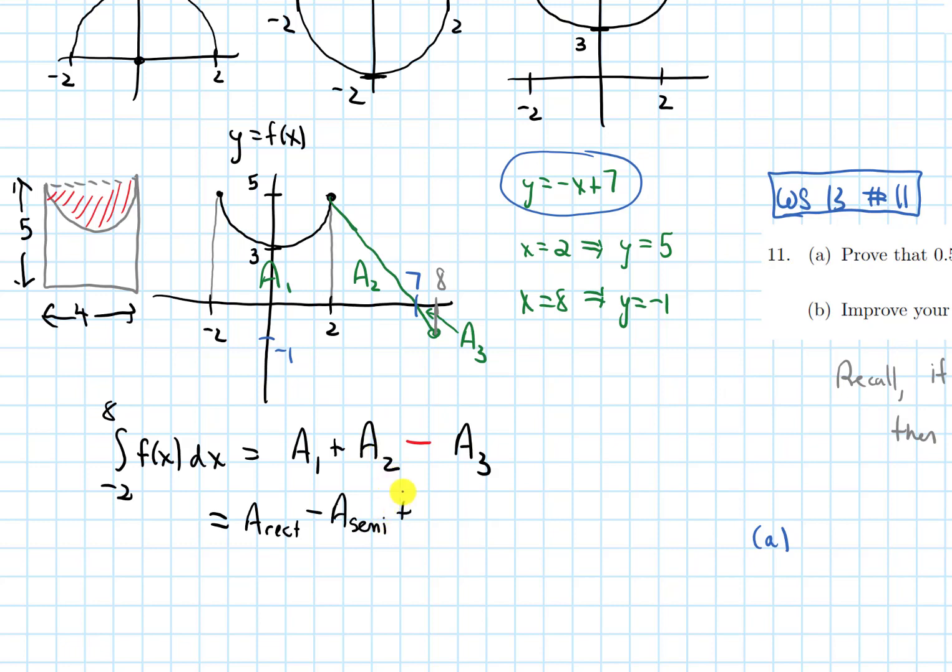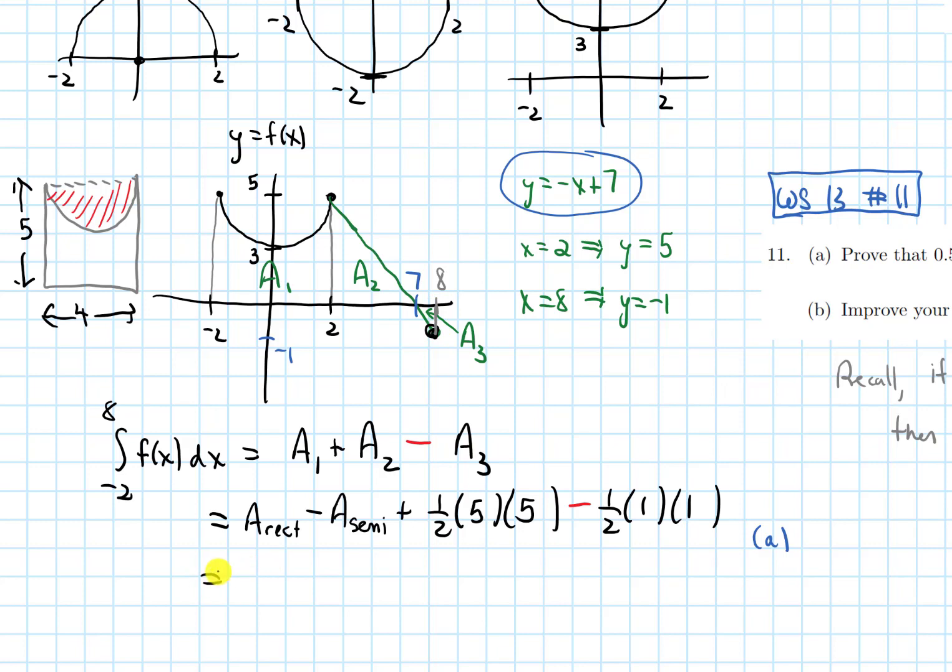And then for area 2, that's a triangle, so I'll do 1/2 base times height. The base is from 2 to 7, so that's 5 units, and the height is also 5. And then I do minus the area of this small triangle. So again, I do 1/2 base times height. The base of that triangle is 1, and the height, because this y value goes down to -1, is also 1.